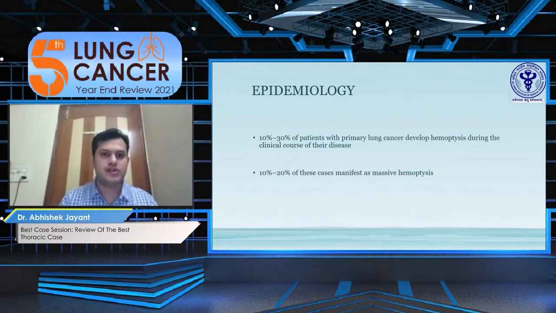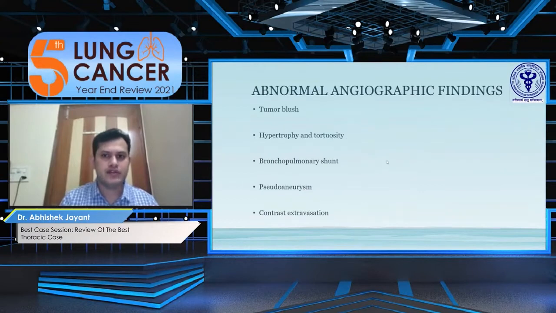Approximately 10 to 30% of patients with primary lung cancer develop hemoptysis during the clinical course of the disease, and 10 to 20% of these cases manifest as massive hemoptysis. Abnormal angiographic findings that we see in these cases are tumor blush, hypertrophy and tortuosity, bronchopulmonary shunt, and pseudoaneurysm, all of which were seen in our case. And in some cases, we can also see contrast extravasation.